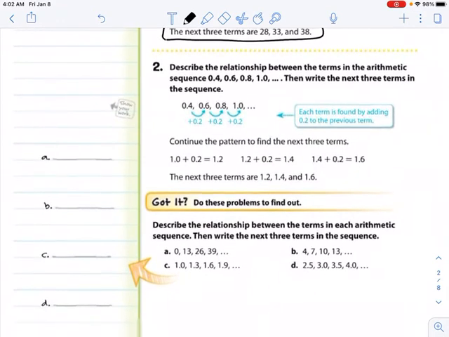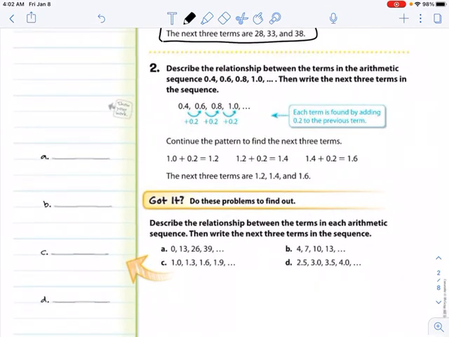Okay, let's go down to number 2. So same thing, describe the relationship. Here's the sequence, and then what are the next 3 terms? So sometimes we may have decimals, so it's still the same thing. You're looking at how do you get from your first term to your second term. So in this sequence, the relationship would be adding 0.2. And then when you're finding the next 3 terms, you're just going to continue to add 0.2, and this is what those next three terms would be.